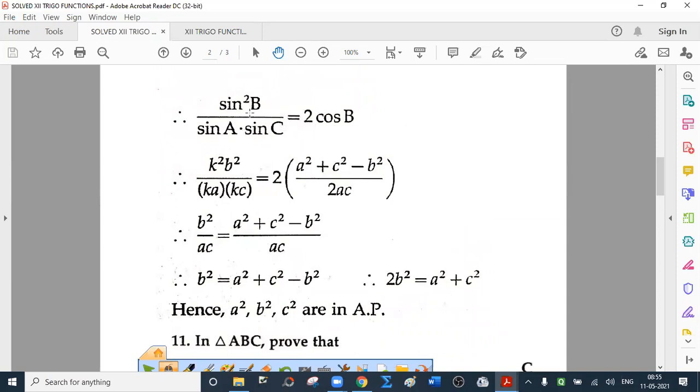Now we have already written sine B is KB. So this is K square B square upon KA KC. On the right hand side, cosine rule is used. Cos B equal to A square plus C square minus B square upon 2AC. Rearrange the terms, simplify to get what? 2B square equal to A square plus C square. This happens only when A square, B square, C square are in arithmetic progression.